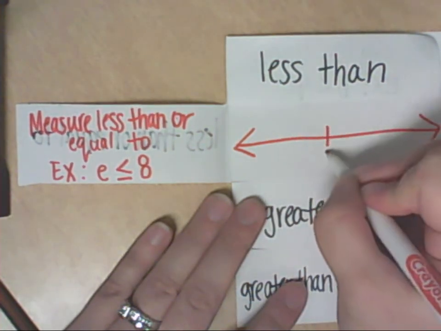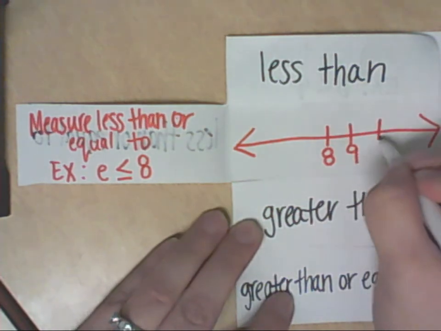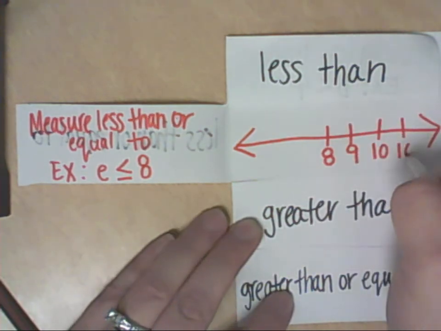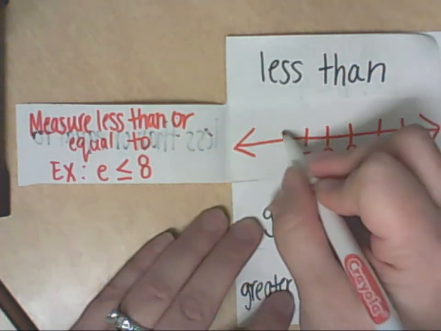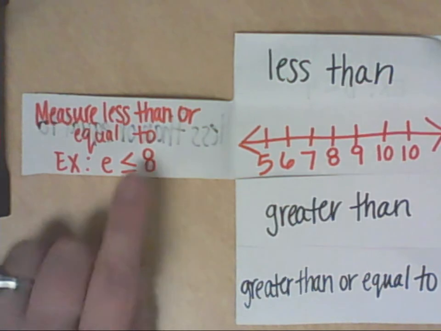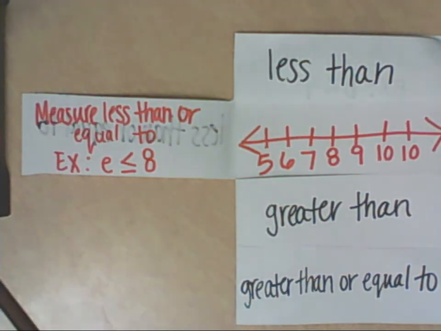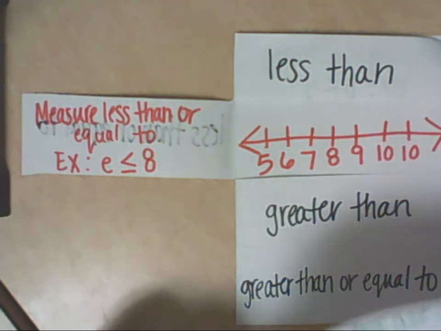You can start anywhere. I'm going to put 8 in the middle since that's the number of my inequality. And I'm just going to go a little bit forward on my number line, and a little bit back on my number line. Now, since it says E is less than or equal to, we have to determine first if we're going to have a closed circle or an open circle on our number 8.